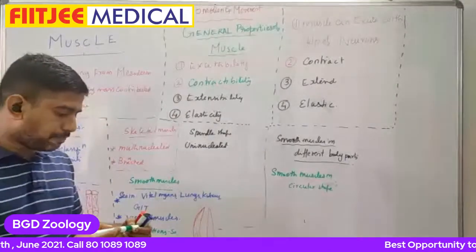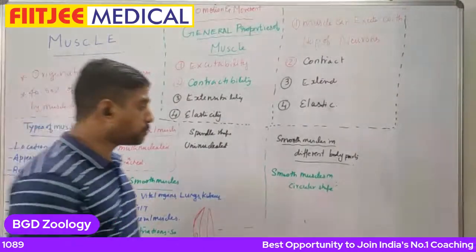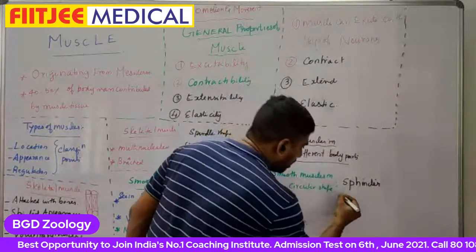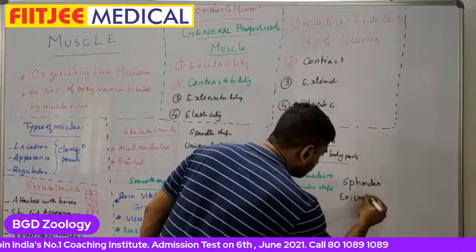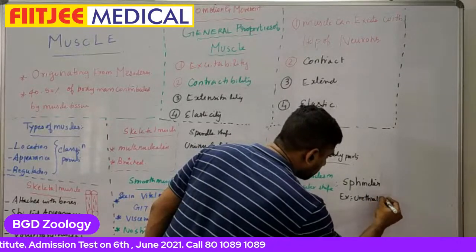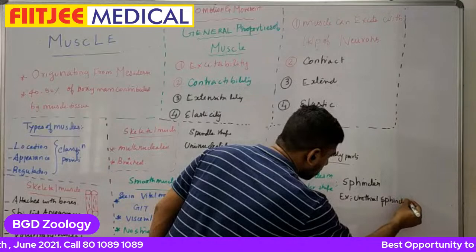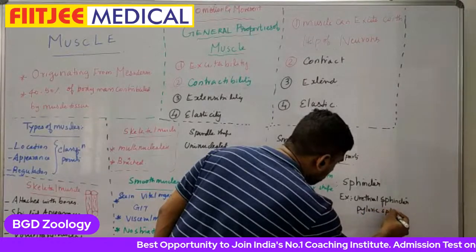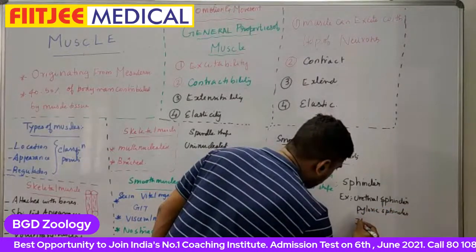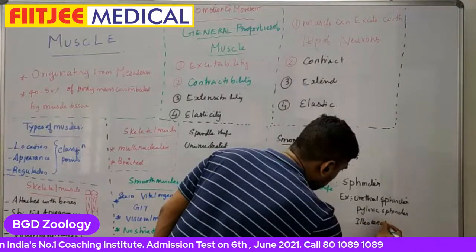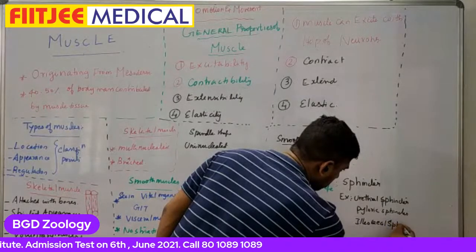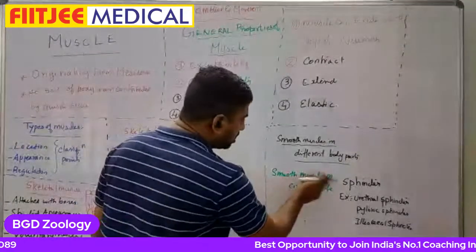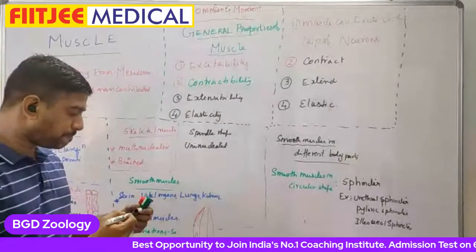What is a good example for that? A very good example for this is sphincters. You can give the examples of urethral sphincters, then pyloric sphincter, ileocecal sphincter. All the sphincters you take, they will be smooth muscles only, so circular smooth muscles.